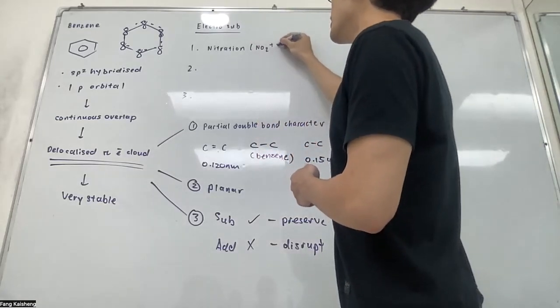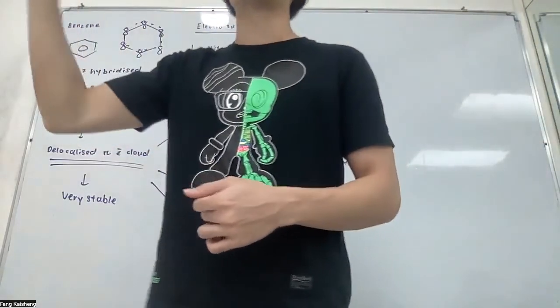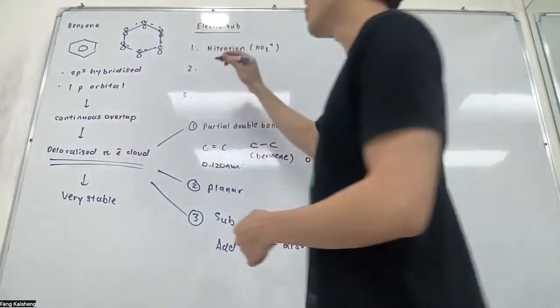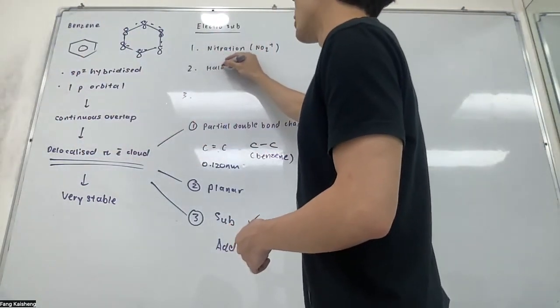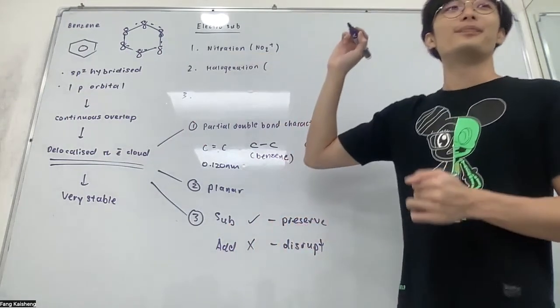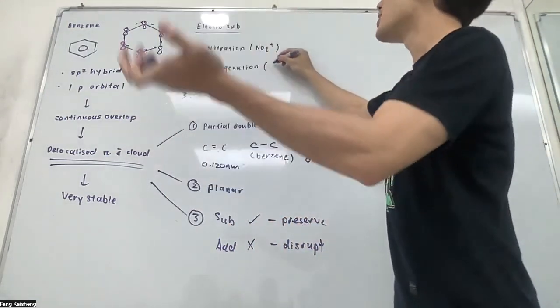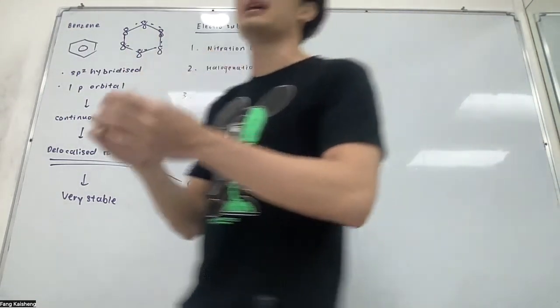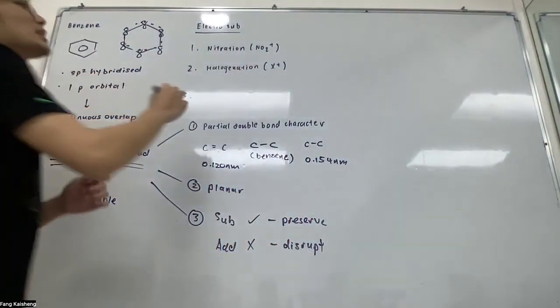NO2 plus. Good. Whatever you want to substitute, just put a plus at the back. So that is the electrophile. We also underwent halogenation, which is when, what was the electrophile here? It can be Cl plus, Br plus, in general it's just your X plus. Now, the last one was slightly more tricky.